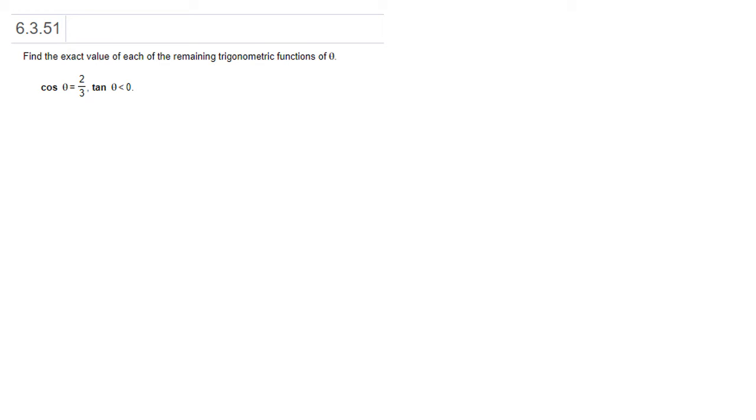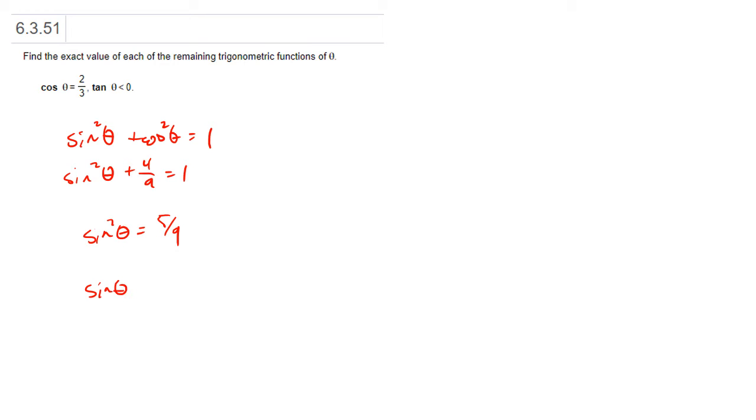Okay. Now notice we have cosine is 2/3 and tangent is negative. Well, if I start with my Pythagorean identity, sine squared theta plus cos squared theta equals 1. Cosine theta is 2/3, so cos squared is 4/9. Subtract that. Sine squared theta equals 5/9. So the sine of theta is plus or minus √5 over 3. But how am I going to determine whether sine is positive or negative?